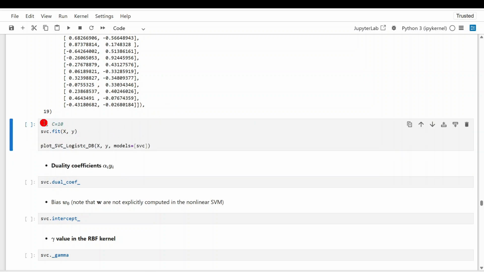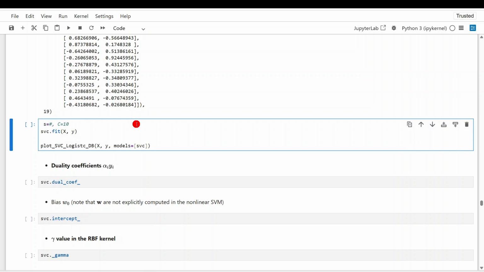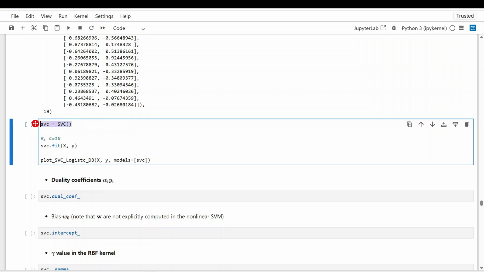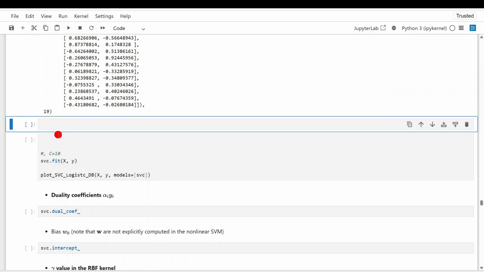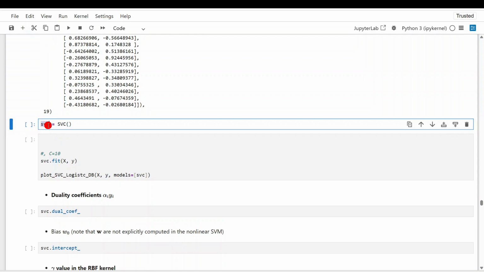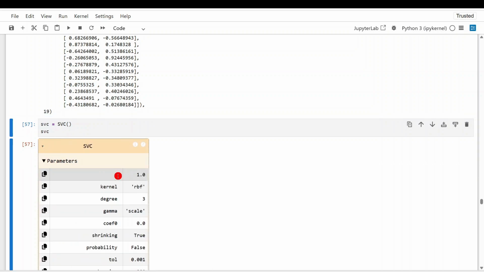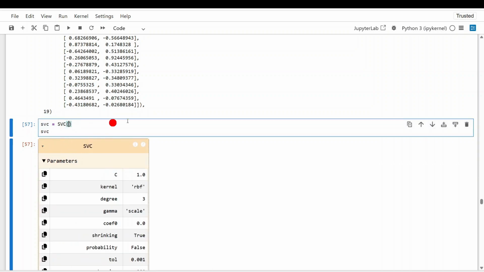So here again, let me say SVC. I have to instantiate SVC equals SVC. I just need to instantiate the model. Now by default C is 1, so I have to change it. Let me make this capital C equals, let's say, 100.